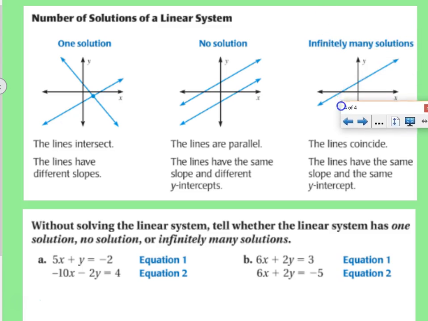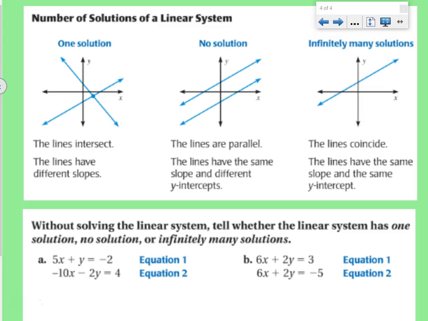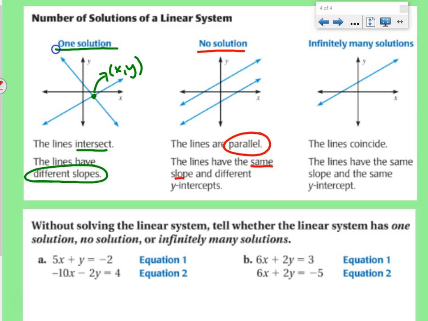All right, number of solutions to a linear system. This is a really nice graphic organizer, a way to keep things straight. So if we have one solution, they intersect and they have different slopes. So the two lines are going to intersect, and that's going to be your solution, that coordinate point. When they have no solution, that's when the lines are parallel and they have the same slope and different y-intercepts. And the last case is when there's infinitely many solutions, and that's when the lines coincide or are the same.